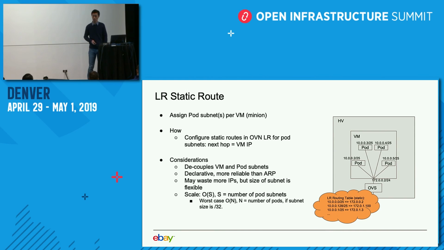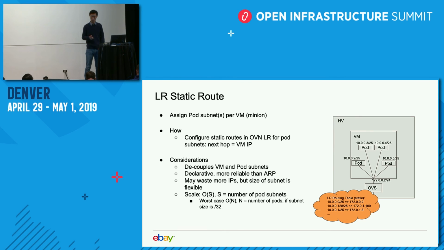The approach we want to take next, and we had a POC that works pretty well, is adding static routes in the logical routers, so the logical router has static routing entries added by the cloud management system. That is a more declarative approach. You don't need to rely on any dynamic ARP. You don't worry about any message loss because it's declarative and the desired state will be there. It also decouples the subnet between the VM and ports.